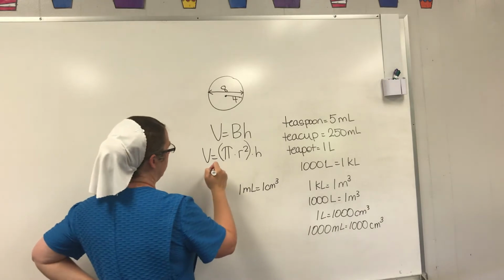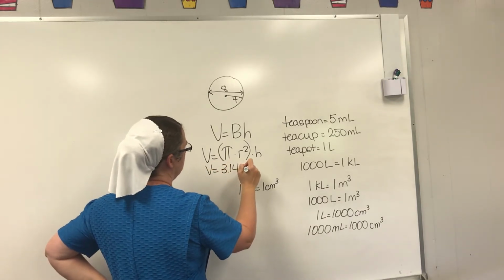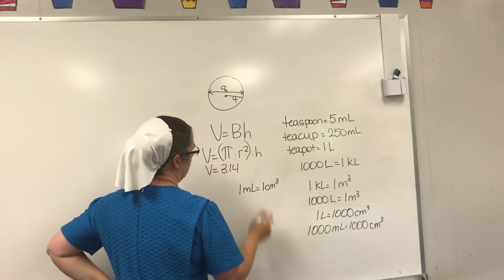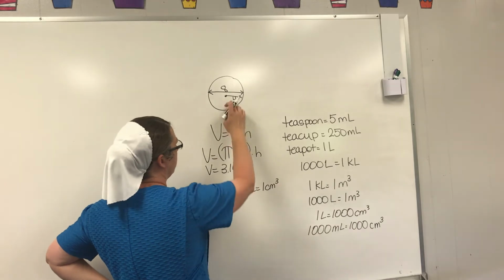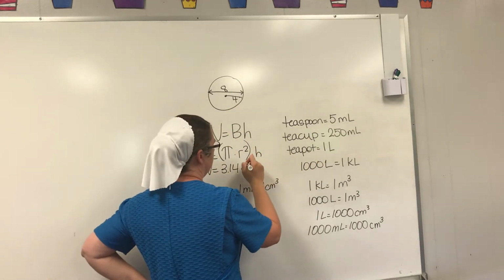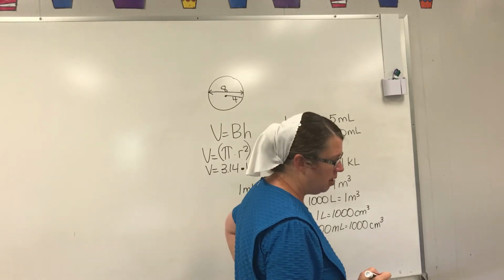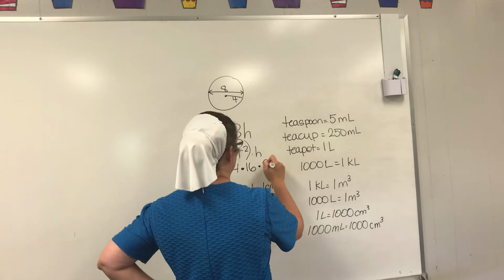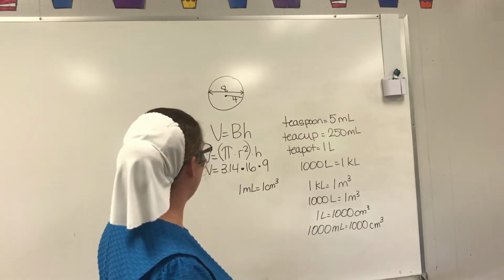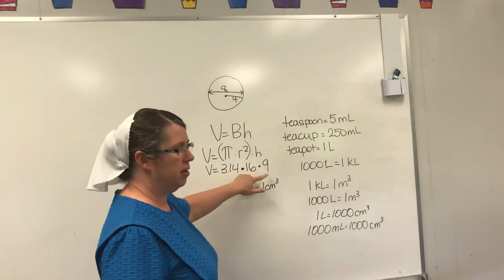All right, so volume equals pi, which is 3.14, times radius squared. If our radius is 4, radius squared is what, Casey? 16, and Abigail, what's our height that we need to use? 9. So if we would figure volume, this is the formula we would use for our teacup. Pi times radius squared times our height.